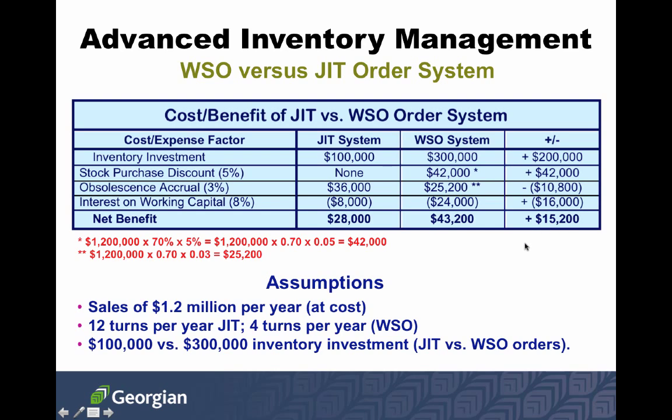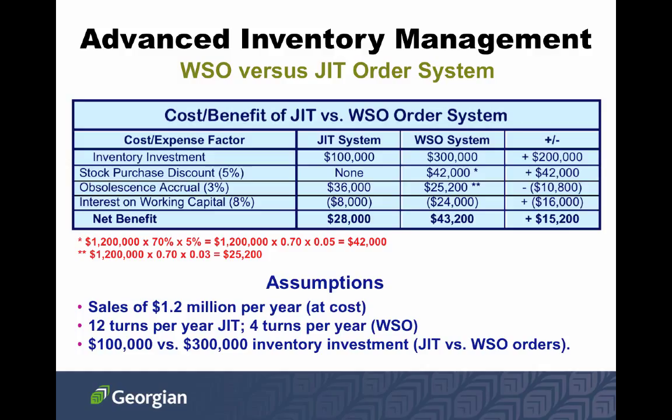Clearly, the 5% purchase discount substantially overwhelms all the other benefits where the just-in-time system is better. So clearly the WSO wins. And that may be one of the reasons why more and more manufacturers have shifted to the just-in-time order system, because that's a significant expense or foregone revenue, the 5% stock purchase discount. So it's clearly tighter revenue management from the manufacturer's side.